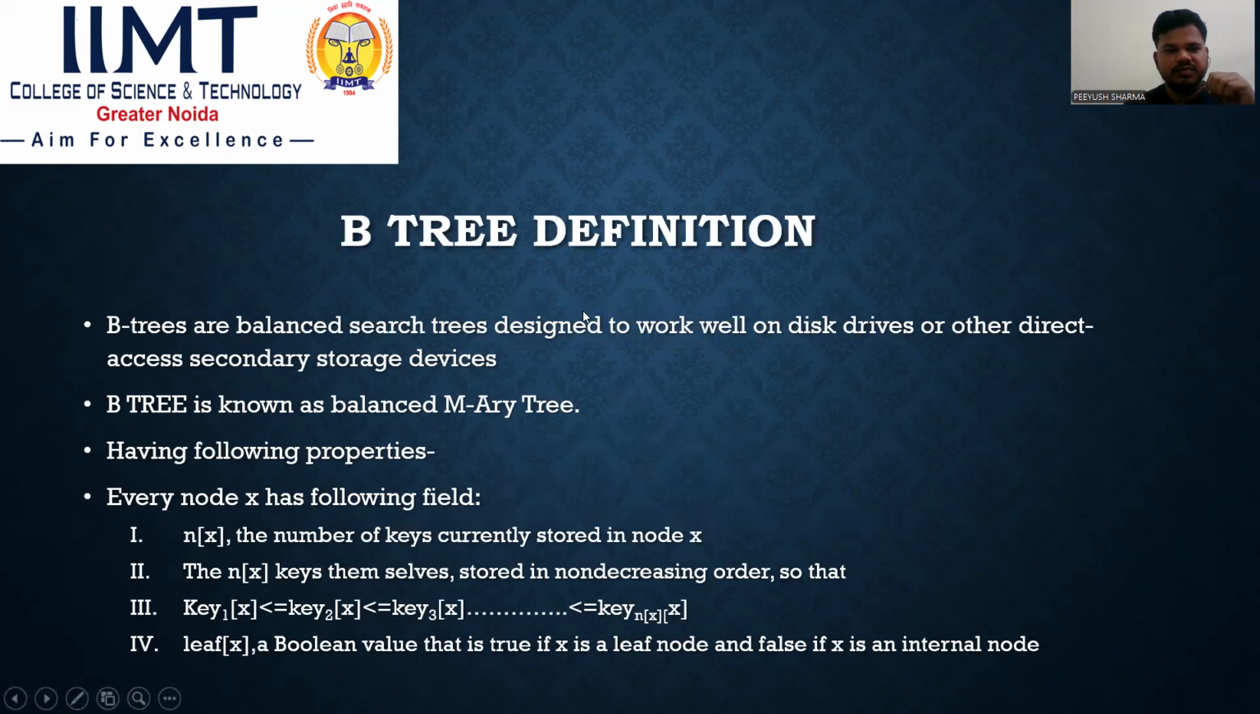So, B-tree. What is B-tree? B-trees are balanced search trees designed to work well on disk drives or other direct access secondary storage devices. So here we can see B-tree is used with direct access secondary storage devices. What are secondary storage devices? Secondary storage devices like hard disk.